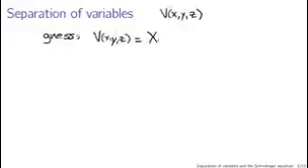Suppose we want to find some function. In the case of electromagnetism, it's the potential, a function of x, y, and z. Let's make a guess that V of x, y, and z can be written as X of x times Y of y times Z of z. So instead of having one function of three variables, we have the product of three functions of one variable each.